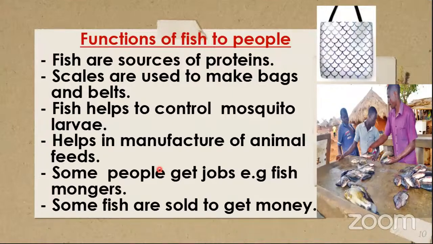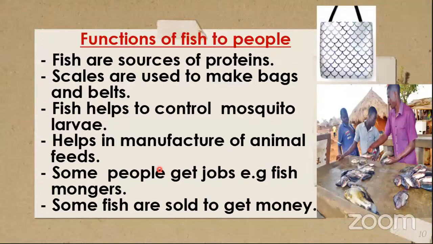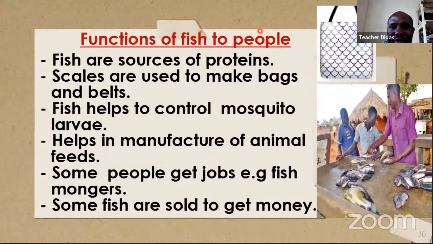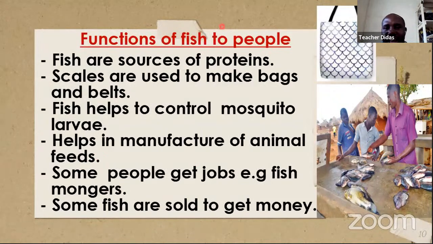Fish are sources of protein. Good. Number two, are used to make bags and belts. Good. Fish helps to control mosquito larvae. Okay. Thank you very much. You can mute yourself. Manufacture of animal feed. Good. Stop there, Lisa. Bye.